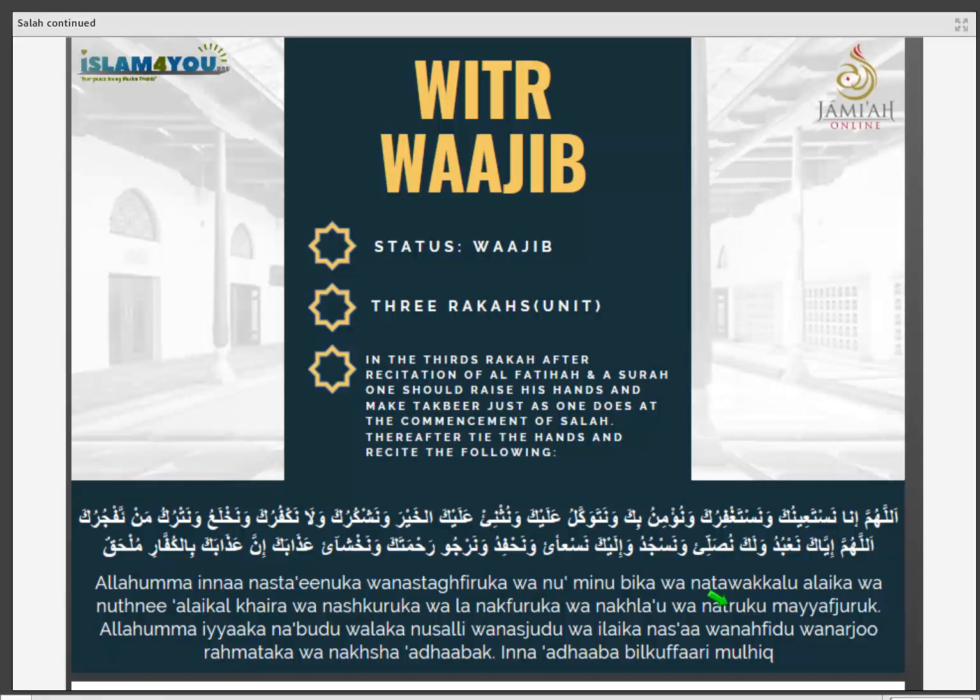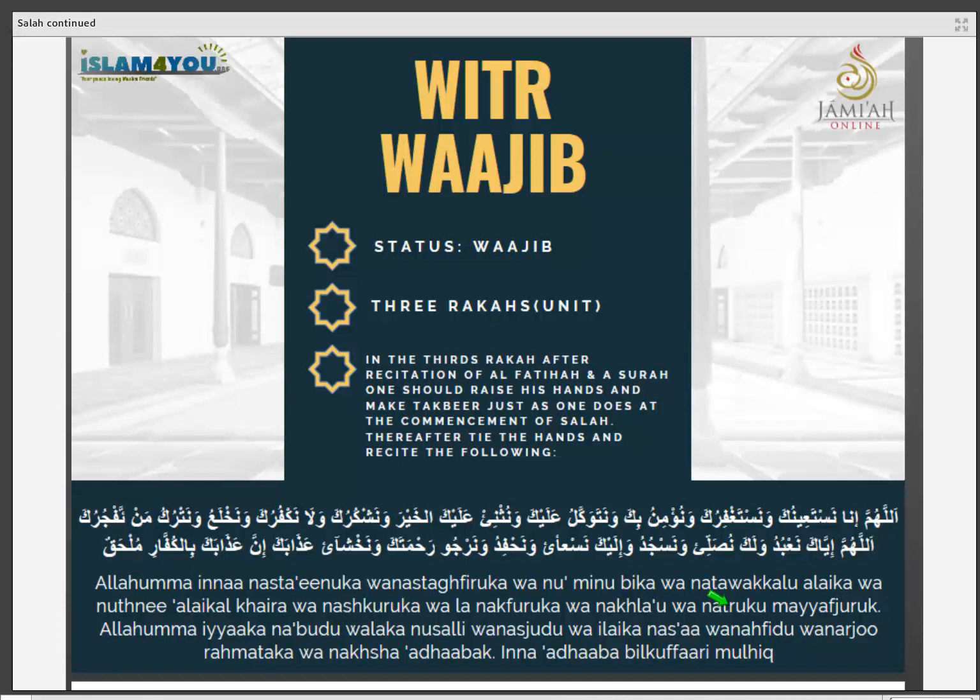This is a supplication that we should learn. Now, the performance of these three units is wajib, is necessary. And the recitation of this dua is also wajib, it is necessary. So we should learn it, it is important.